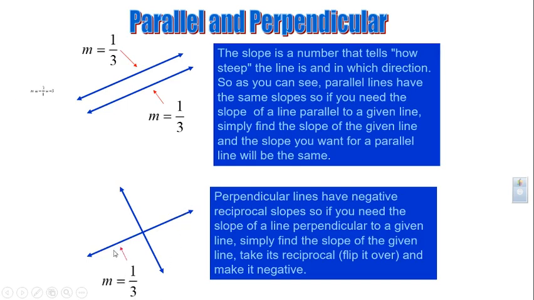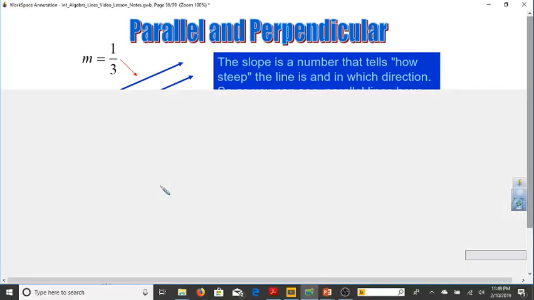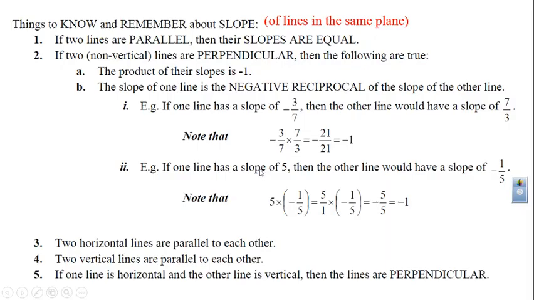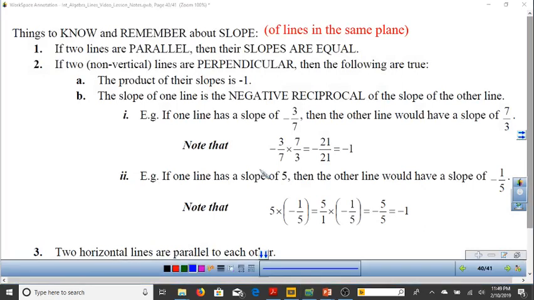If one slope is 1/3, the other one is negative 3 over 1. You flip the slope and change the sign. And that's it. So a couple of things I need to remind you. If two lines are parallel, then their slopes are equal. If two lines are not vertical and they're perpendicular, then when you multiply the slopes, you will get -1 because they're negative reciprocals.